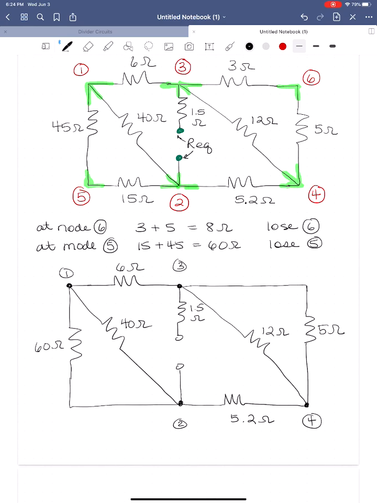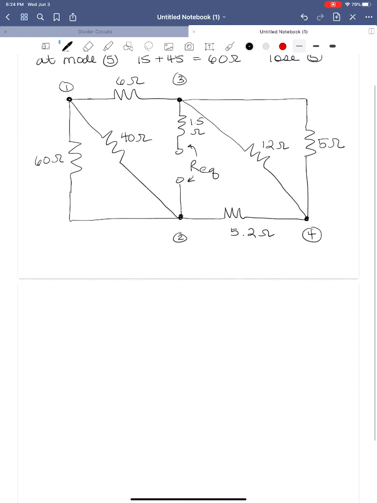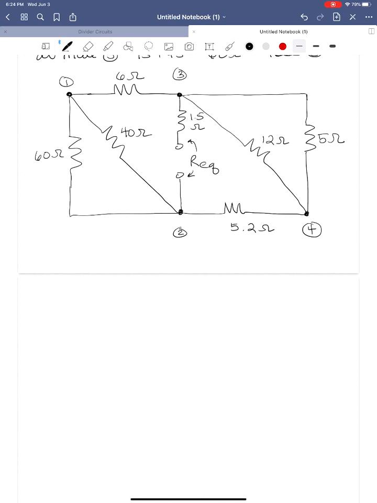So now we've got 60 ohms there. This is still the equivalent resistance we're measuring from here to here. So we've lost node 5 and node 6. They're not on the circuit anymore. We have nodes 1, 2, 3, and 4 left. Okay, so now we're going to go to the next simplification.